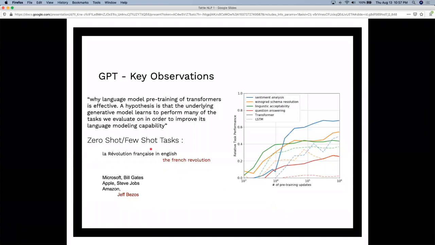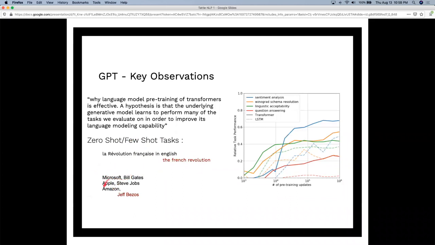Now this is different from what you may have read about zero shot or few shot learning in computer vision. This does not involve any back propagation, so there is no learning happening here. You have a completely trained model, and then you pose a problem like this. For example, in zero shot, one example can be "La Révolution Française in English." That is the question, quote unquote, the prompt, and then "the French Revolution" would be the answer. That is zero shot because you're not giving any example. It's just the description of the task.